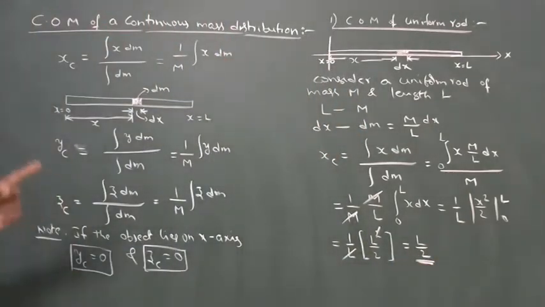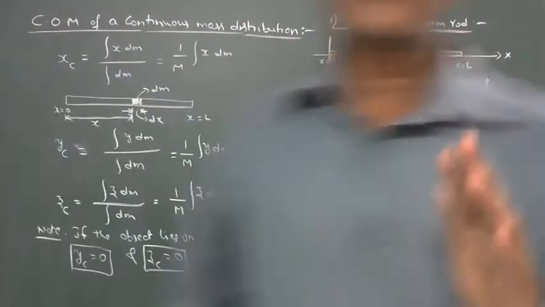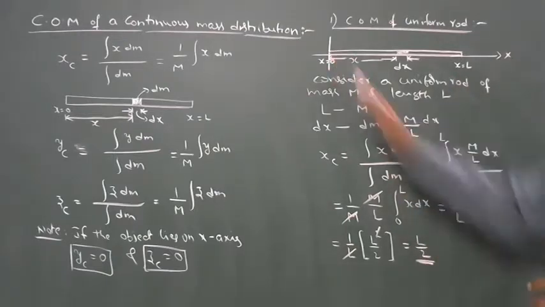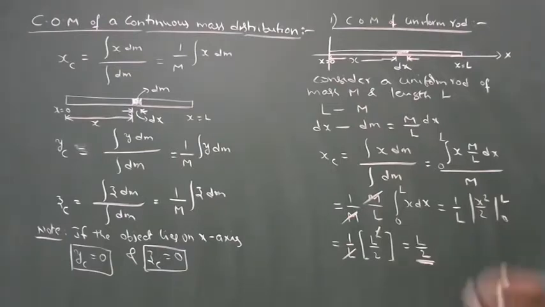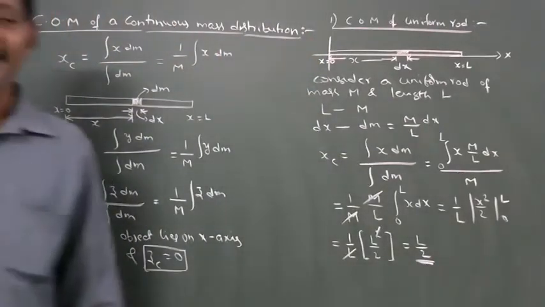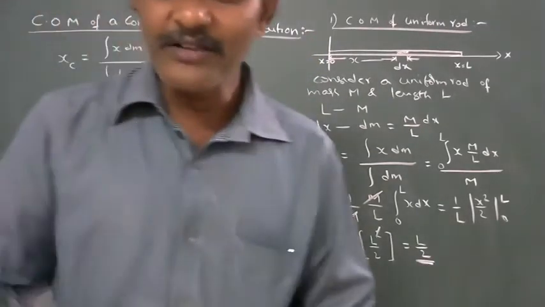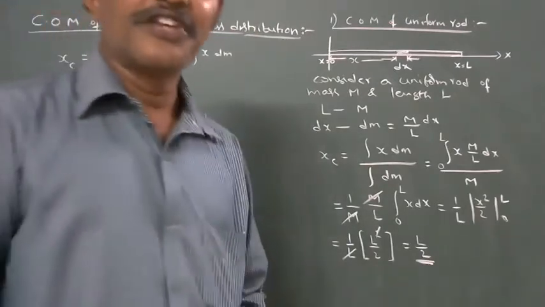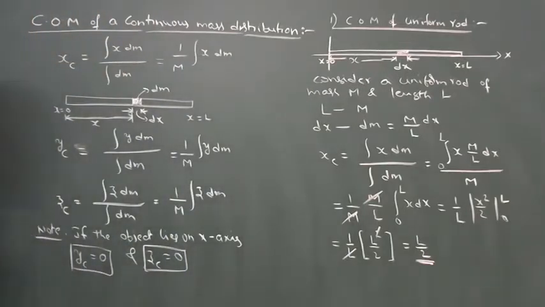So the x coordinate of the center of mass of the thin rod, which is placed along the x-axis, is at a distance L by 2 from the end x is equal to 0. So exactly at the middle of the rod, its center of mass is located. And since it is placed along the x-axis, it is symmetric along the x-axis. Its y coordinate and z coordinate of its center of mass are equal to 0.